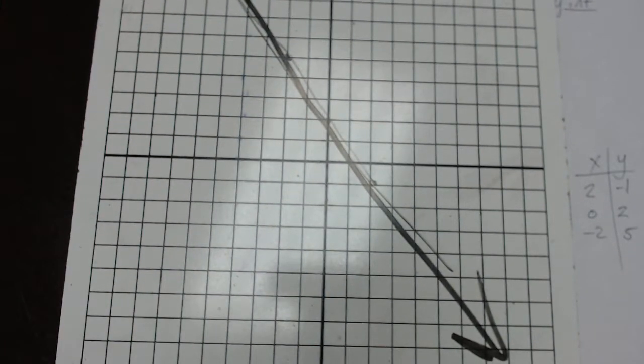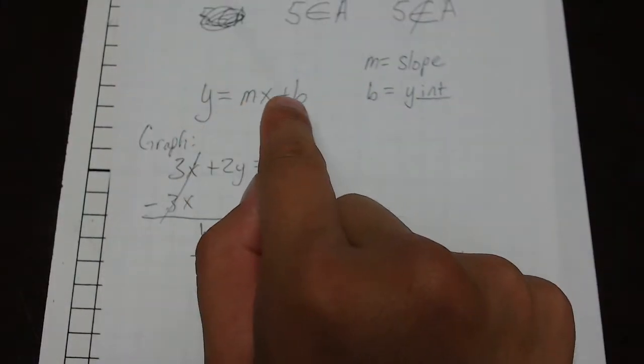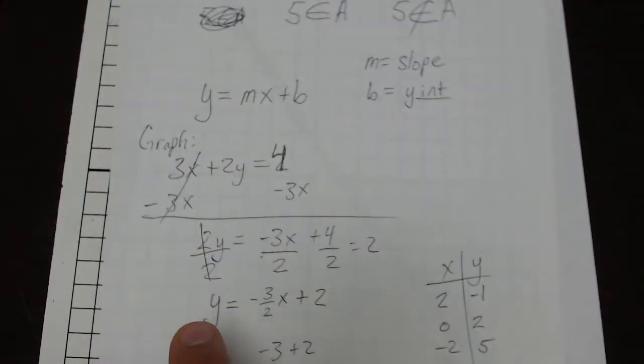So to regroup before graphing, remember, get it into y equals mx plus b form, solve the equation for y, make sure y is positive.